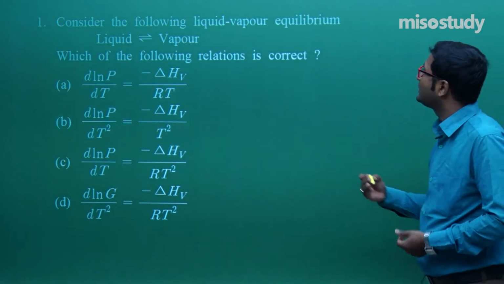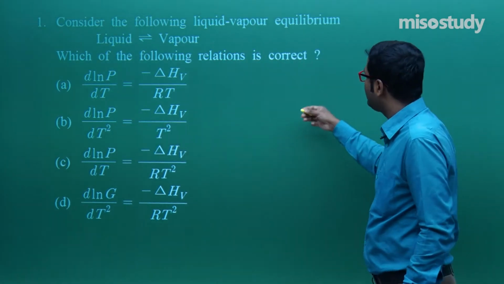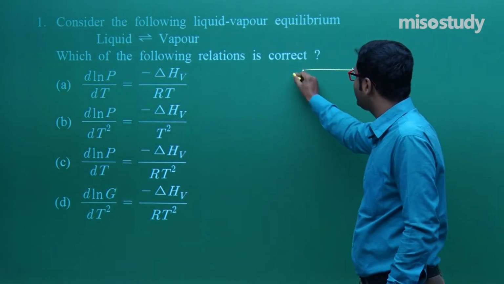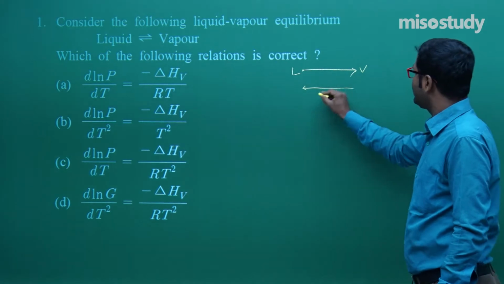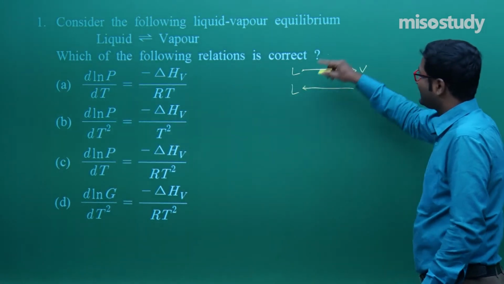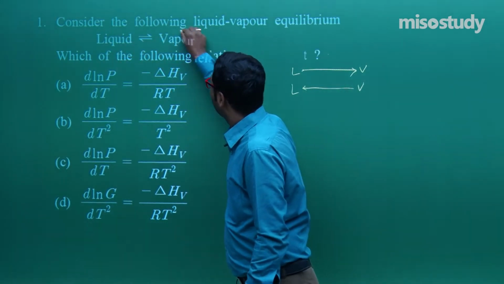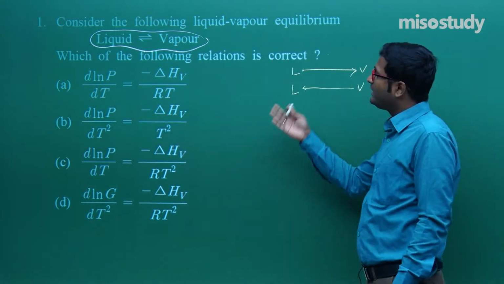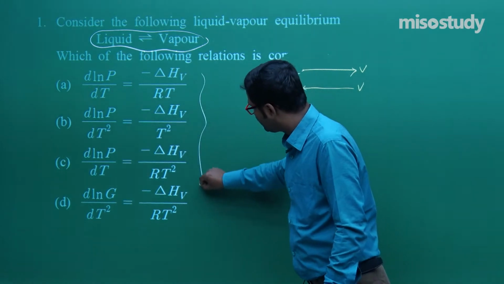Look at the question. Consider the following liquid-vapor equilibrium. What is equilibrium? We can move from the liquid state to the vapor state or from the vapor state to the liquid state. That is, both sides, and at the situation when the reaction comes to the equilibrium condition, which of the following relations is correct? Observe this question, all the options.